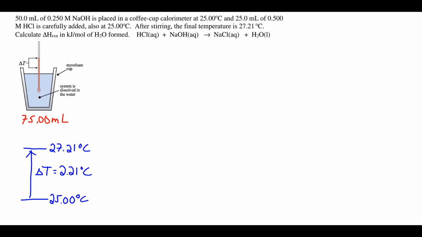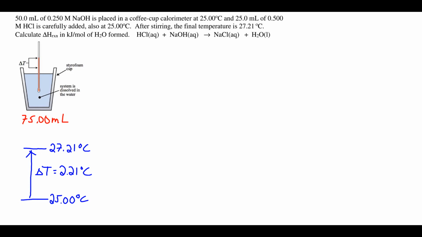This is a different type of calorimetry problem in that we're trying to determine the heat associated with a chemical reaction. So here's our chemical reaction. It's an acid-base neutralization, and this is an exothermic reaction. It's quite exothermic, actually. So we have 50 milliliters of a base added to 25 milliliters of an acid. They both start at the same temperature, and heat is released in the course of the reaction.